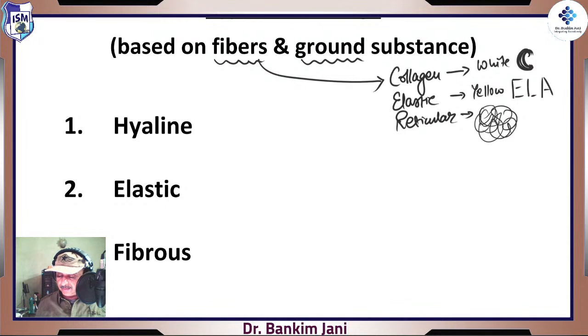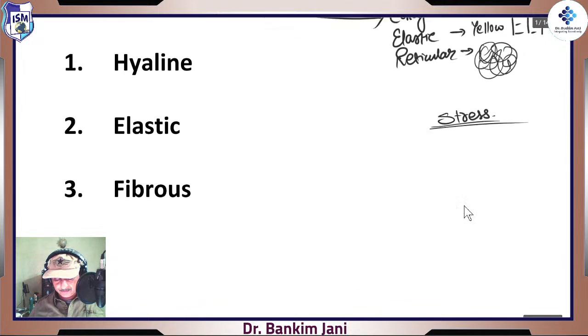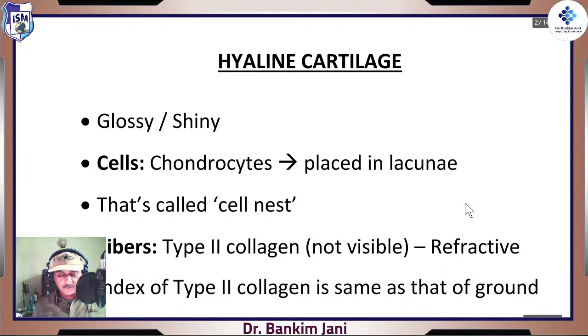Function of cartilage. Cartilage is present wherever there is stress. Wherever there is stress. Right? Bones, they are providing the support. But when bone starts rubbing to the another bone, both of them, they are going to get destroyed. That's where the cartilage comes into picture. And the first one is hyaline cartilage. It is glossy, shiny.